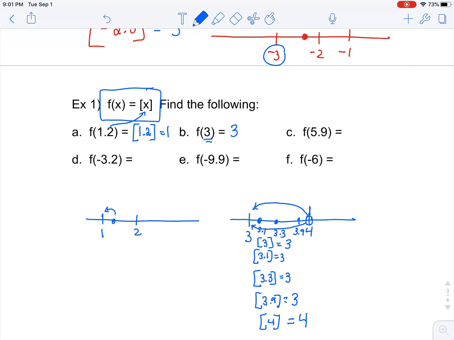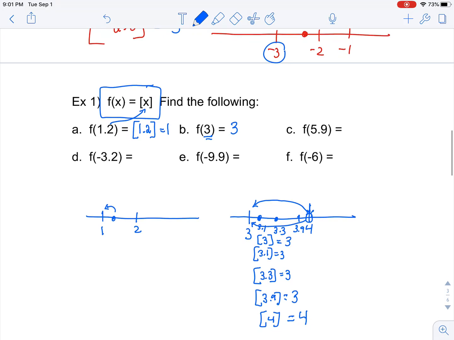Once you hit 4, it's like you're starting almost a new part of the graph. Okay? The greatest integer of 5.9 rounds down to 5. Remember those negatives? I'm going to skip to this one. The greatest integer of negative 9.9. Okay, remember your number line. Here's negative 8, here's negative 9, here's negative 10. Well, negative 9.9 is here, and that's going to round down to negative 10.